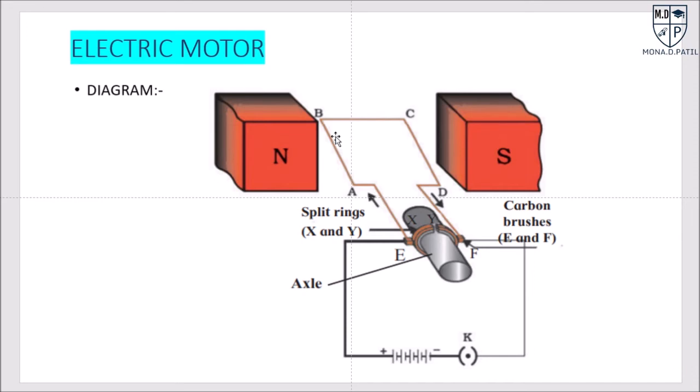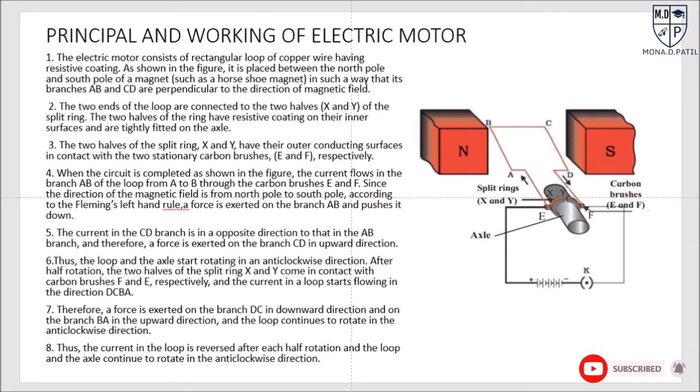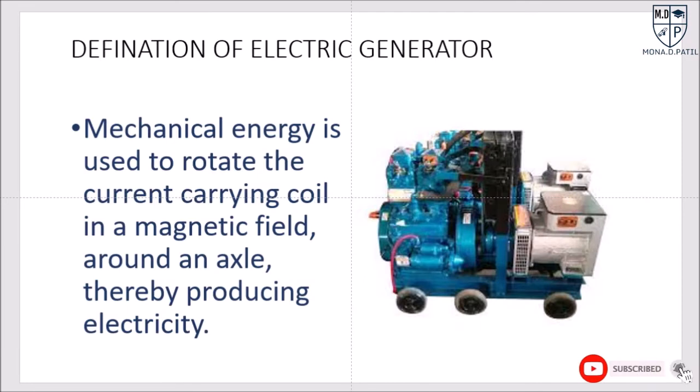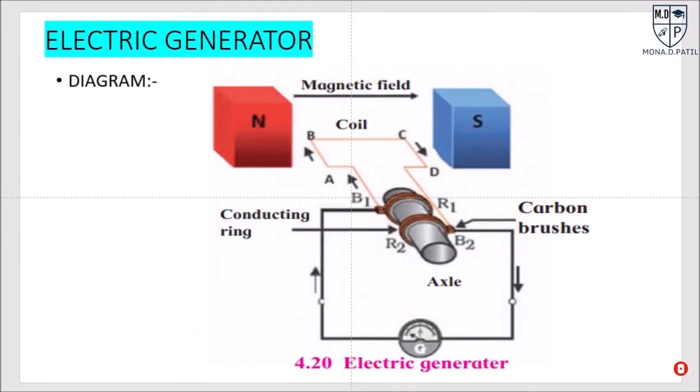Next, this we have just studied with the help of this diagram. Now the definition of electric generator, which is opposite to the electric motor. Here mechanical energy changes into electrical energy. So let us see the working of this electric generator.